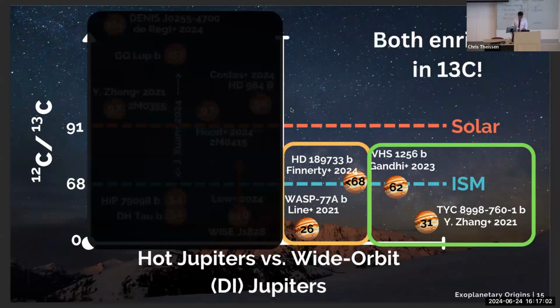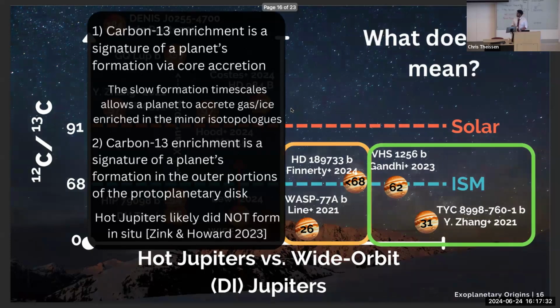Finally, we also see a pretty interesting similarity in the carbon-12 to carbon-13 ratios for the super-Jupiter group. While 77AB and HD 189733b are both hot Jupiters, transiting close in to their host stars, VHS 1256b and Tycho 8998b are both young, wide-orbit, directly imaged planets. But you'll notice that each of these planets shows a ratio that's consistent with the ISM value of around 68. So what does this mean?